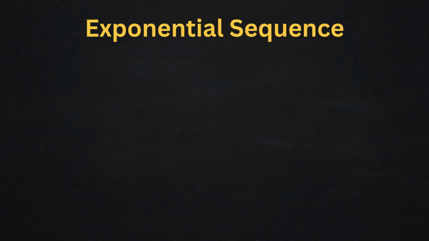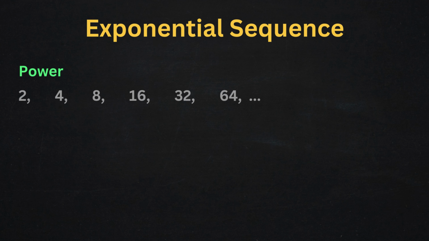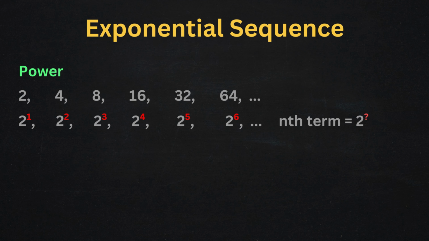Okay, now the last type of sequence is called exponential sequence. Exponent means power. Here is an example of exponential sequence: 2, 4, 8, 16. If you look closely, these are powers of 2. 2 raised to the power 1, 2 raised to the power 2, 2 raised to the power 3, 2 raised to the power 4. As the base 2 is not changing, we can say 2 is constant. Therefore, you already know that in the nth term, there will be 2 to the power of something.